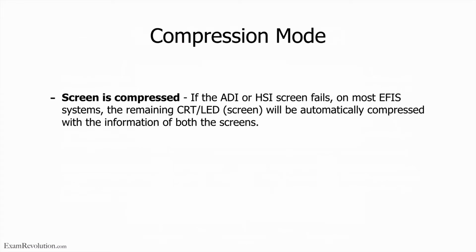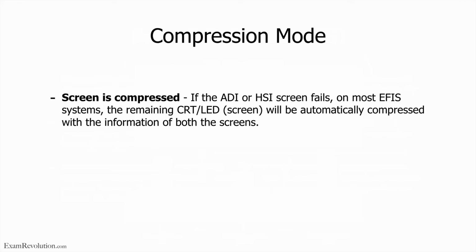Now you'll also maybe read something that's called compression mode, right? Or you might have heard of this. What is compression mode? Well, this is when the EFIS just compresses the screen. Okay, so if the ADI or the HSI screen fails, then on most EFIS systems, the remaining CRT, that's a cathode ray tube, or the LED, the light emitting diode. Now this is just the screen, guys, so you get 2 different screens, and there's actually a reason why I've put those 2 abbreviations in there.